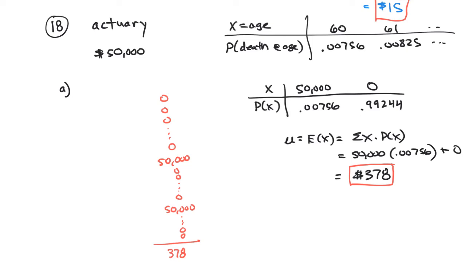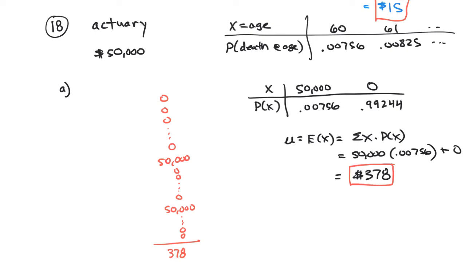So for part A, it says, what is the probability that Sarah will die in her 60th year? This is it. Using this probability and the $50,000 death benefit, what is the expected cost? All we have to do is multiply these two numbers together. That's the expected cost, 378.